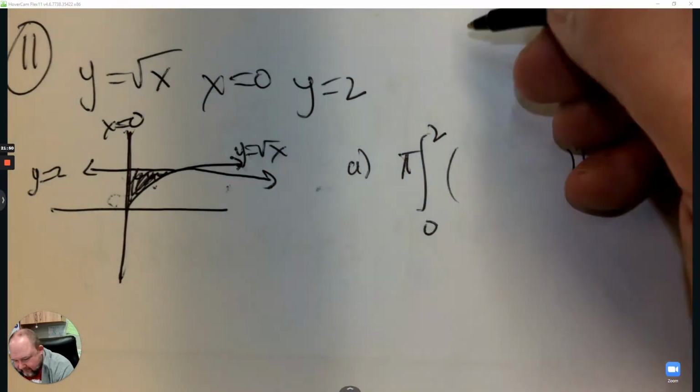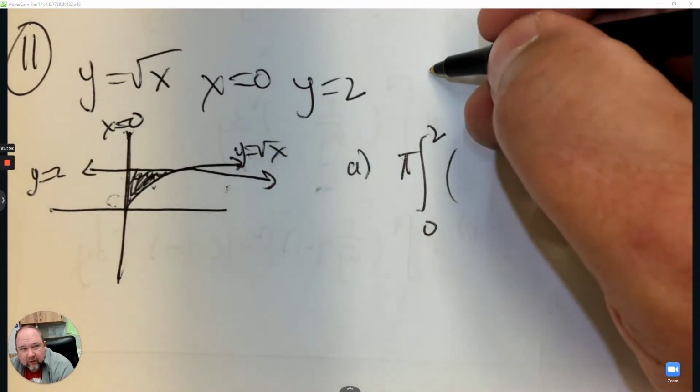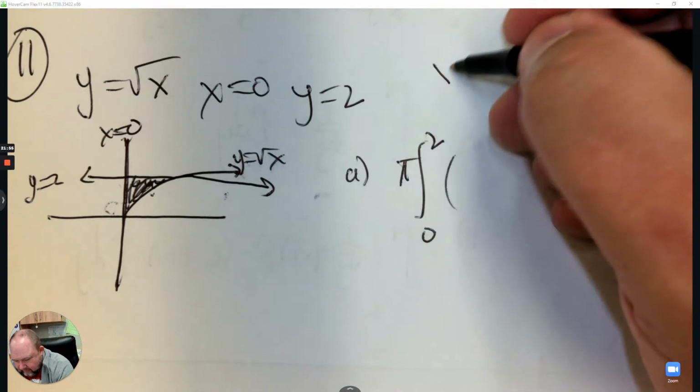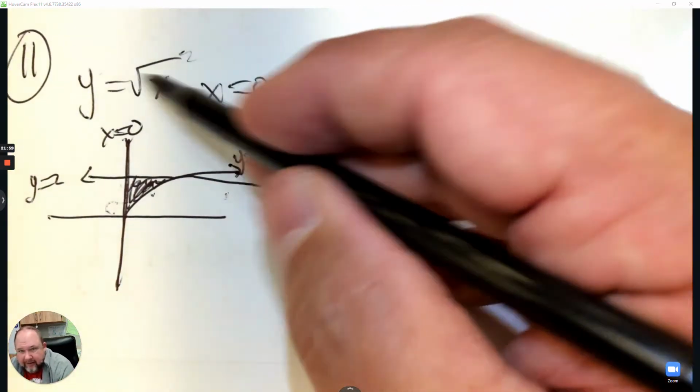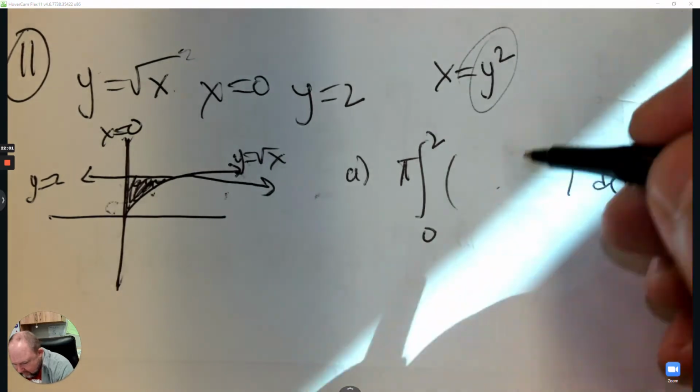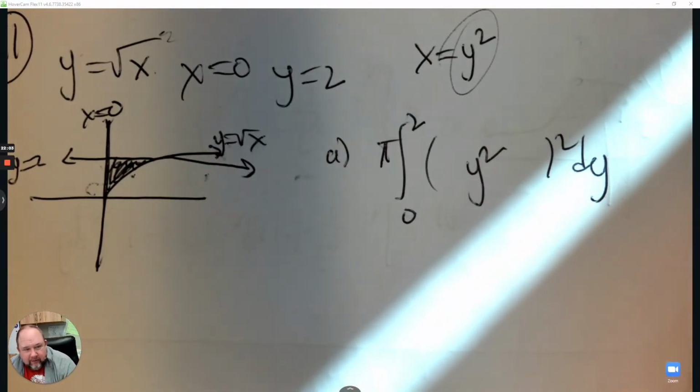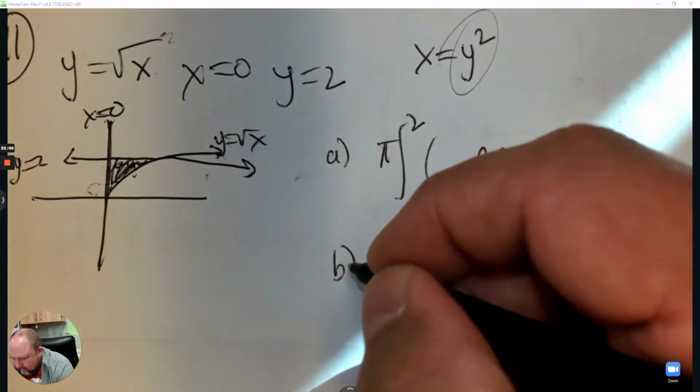So I need to rewrite this. I need to see what x equals, so I square both sides. X is equal to y squared, because this is what I need in here. And there it is. For part B, it says x equals negative 2.